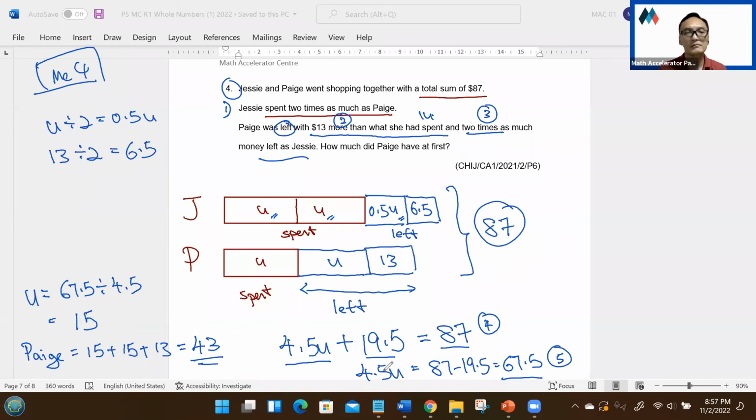So if 4.5 units is 67.5, therefore to find 1 unit, we divide this value by 4.5 and we get 15. Do you use a calculator and get the answer? Yes or no?